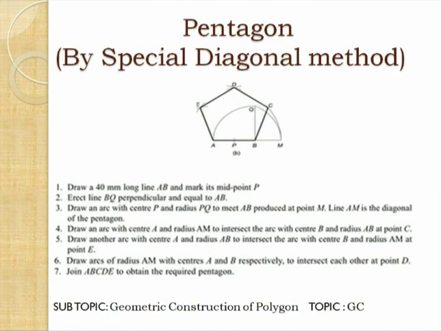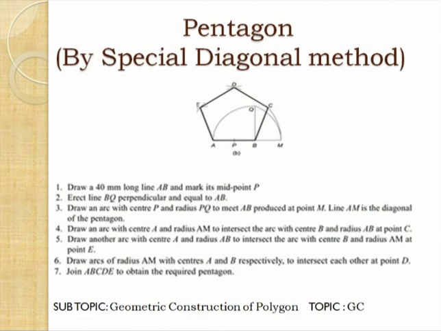Then again a special method for the pentagon, that is called the diagonal method. Here we are knowing the length AB. You bisect AB and get point P. Then at point B you draw a perpendicular BQ equal to length AB. Then taking center P and radius equal to PQ, you draw arc QM. Then AM is the length of the diagonal.